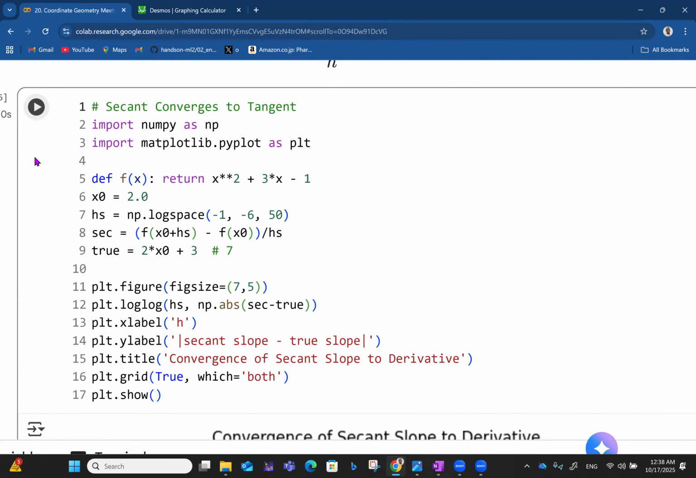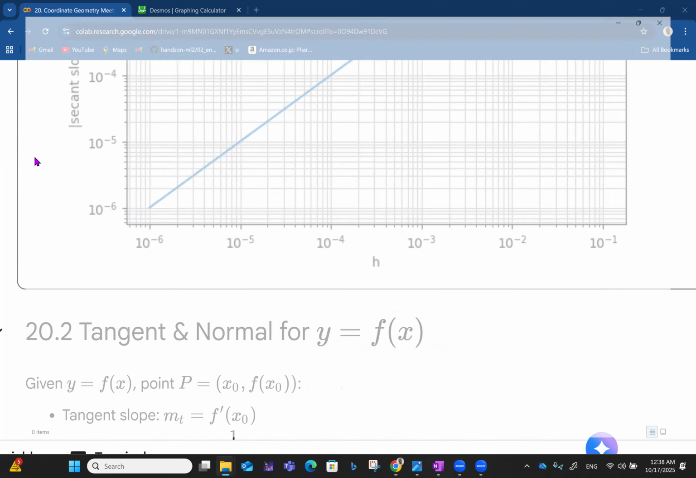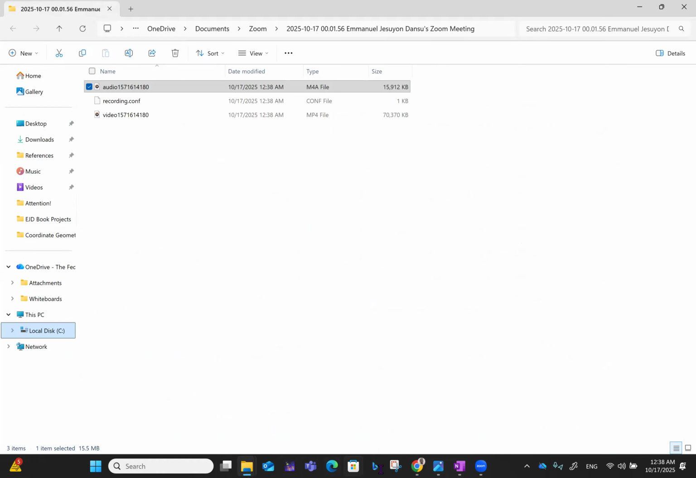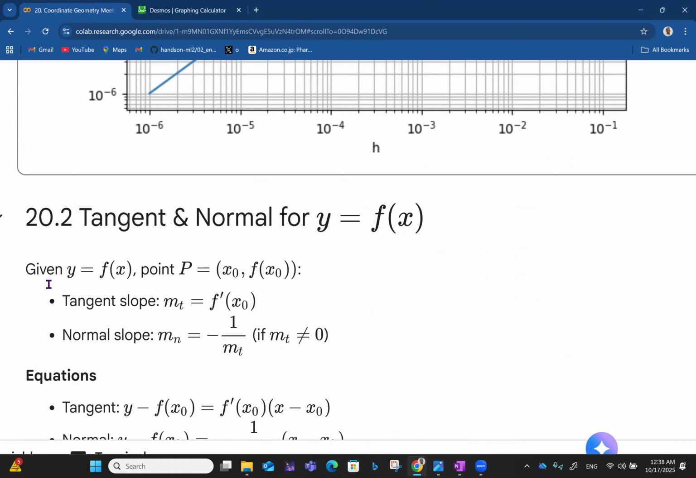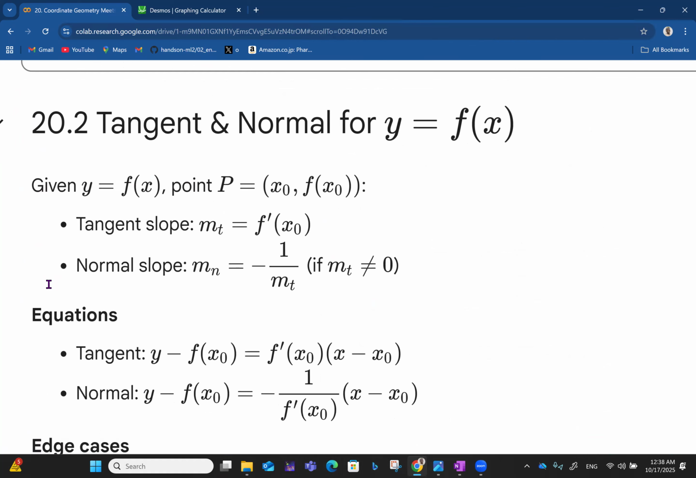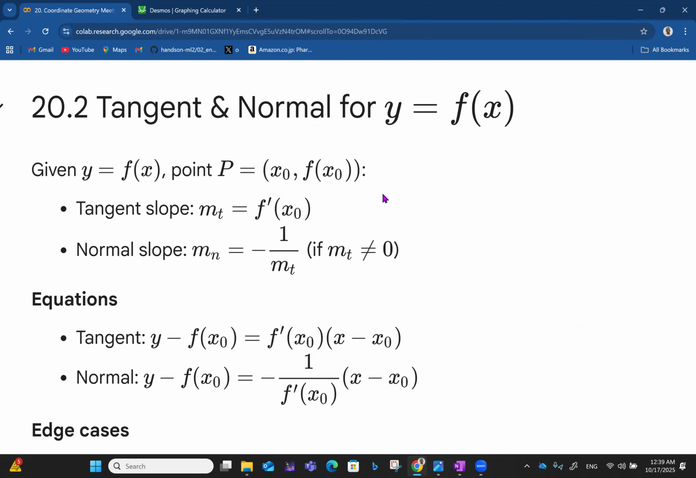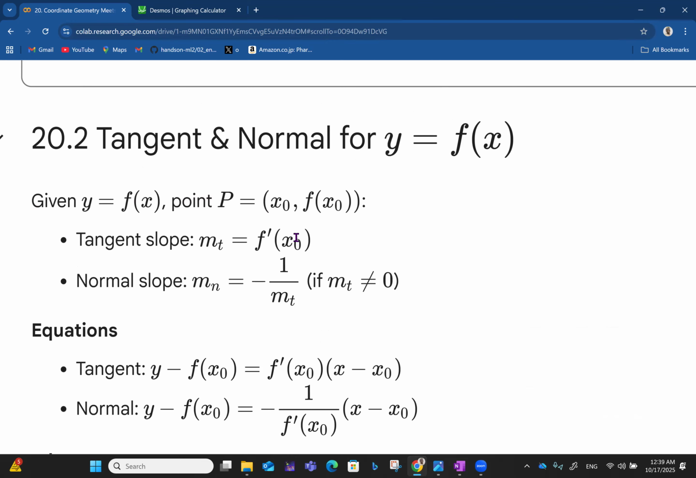Okay. So having done that, we move on to tangent and normal for y equals f of x. So you see, given y equals f of x, and a point, we now have a point which is x naught comma f of x naught. This is as good as saying x1 y1 like we've always said previously, but for this situation I will just use this. So we have tangent slope as mt equals f prime of x naught, right?